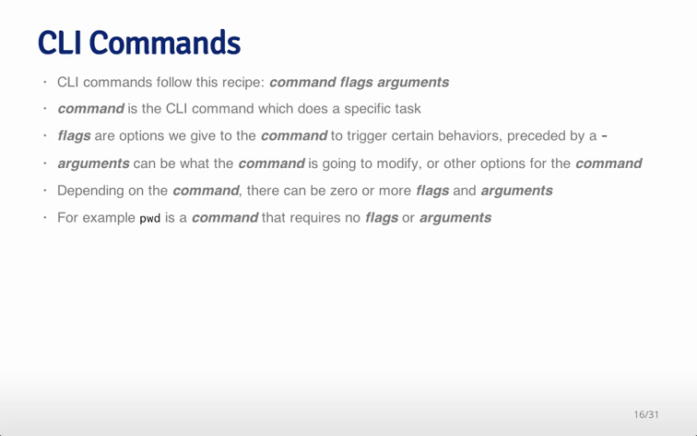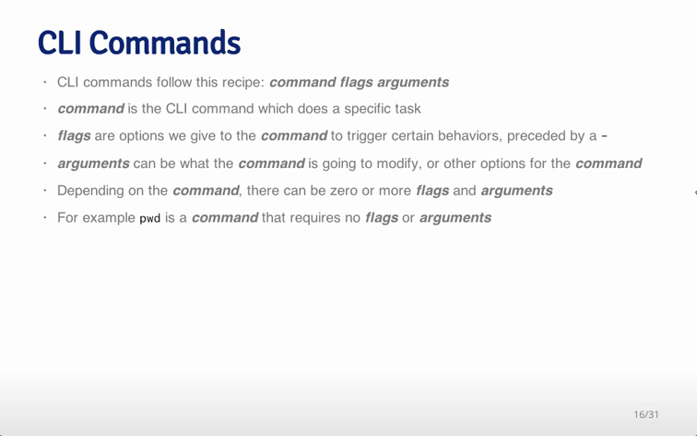There's always a recipe that goes with using command line interfaces. What you'll do is you'll use what's called the command. In the previous case, it was called PWD. Then you'll use something called flags. These are like parameters that you'll pass to the command that tell it what kind of behavior to take. And then arguments can be what the command is going to modify, so what files it'll look at and things like that. Depending on the command, you may or may not need to use flags or arguments.